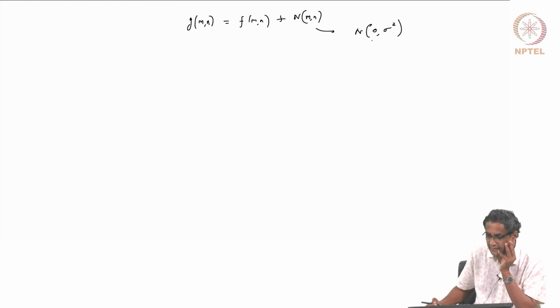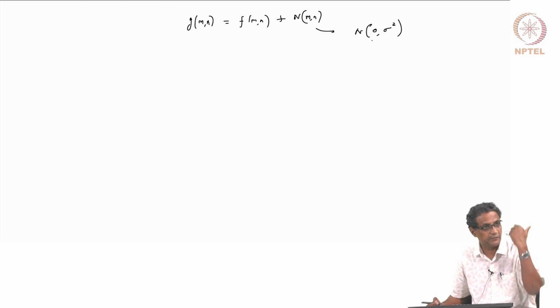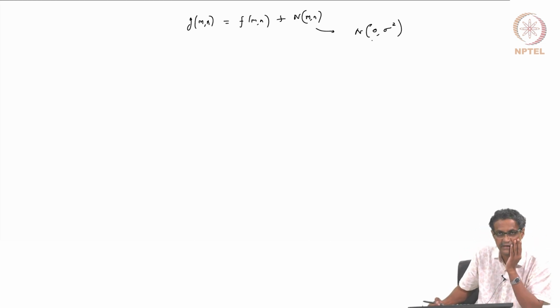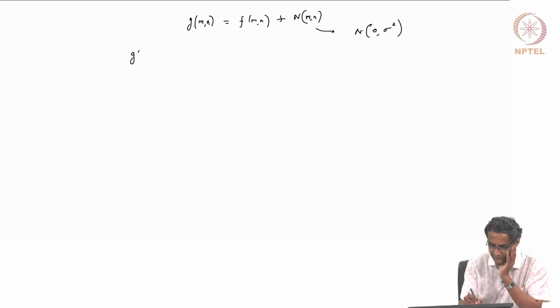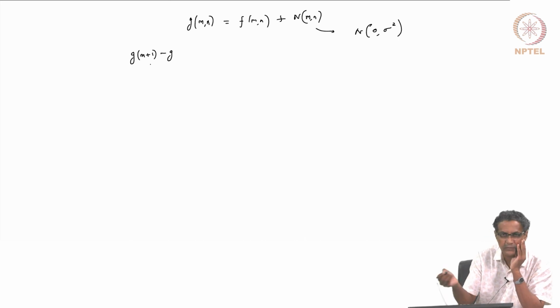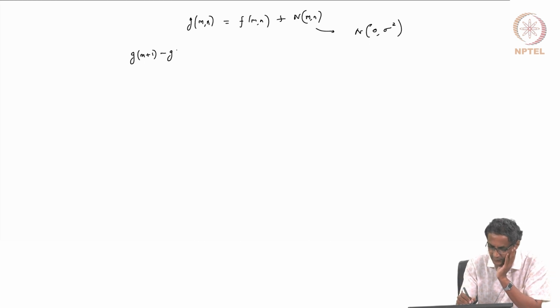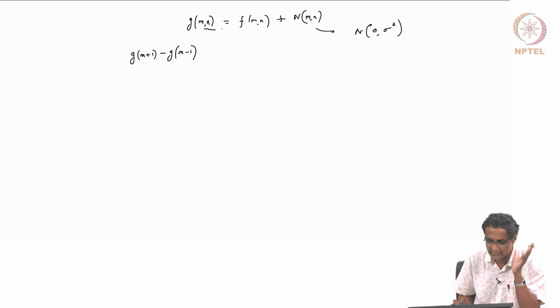So, now if I do a difference operation on this G, intuitively we feel that differentiation will amplify noise, this is something that we keep on saying. But can we tell how much will be the increase? So, for example, if I do something like G of m plus 1 minus G of m minus 1, let us not meddle with both variables, let us just take a 1D case.